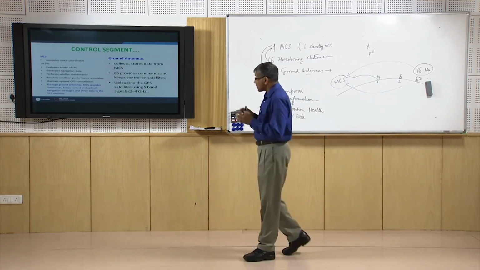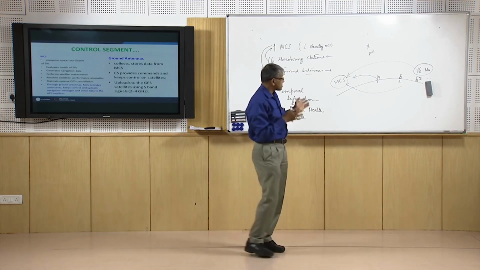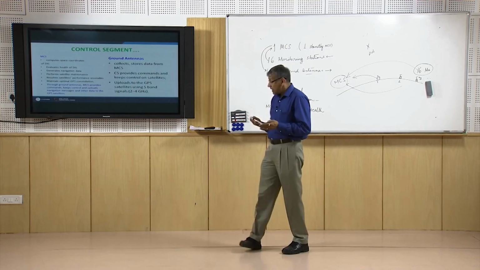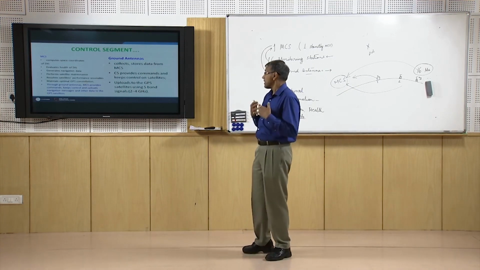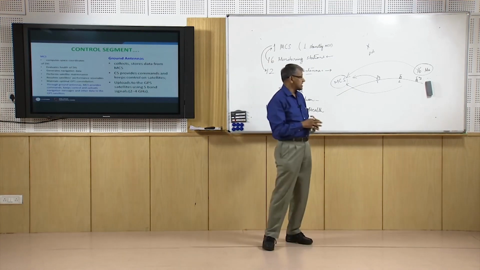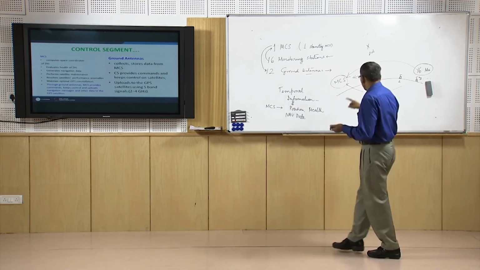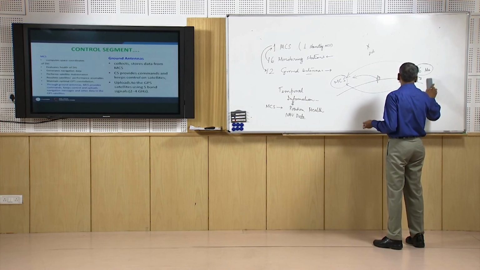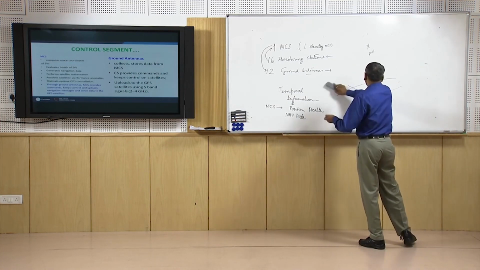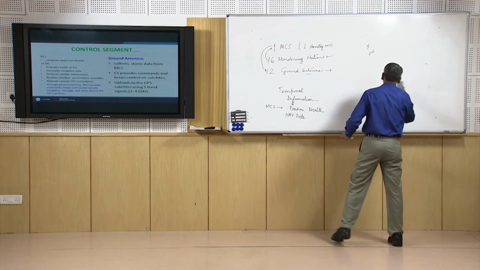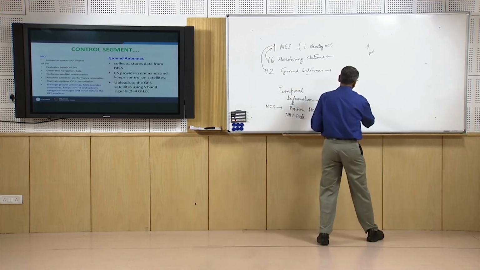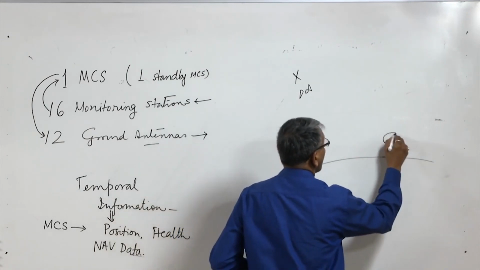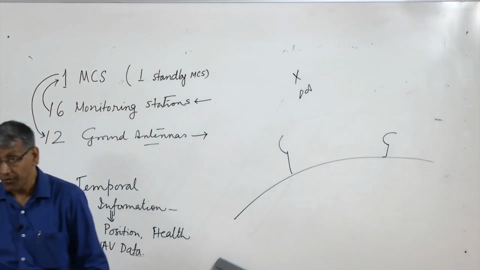So through ground antennas, the master control station provides the necessary control information, commands, and uploads navigational messages. So that is what the control segment does. And then, what does the ground antenna do? Suppose there are 12 ground antennas.